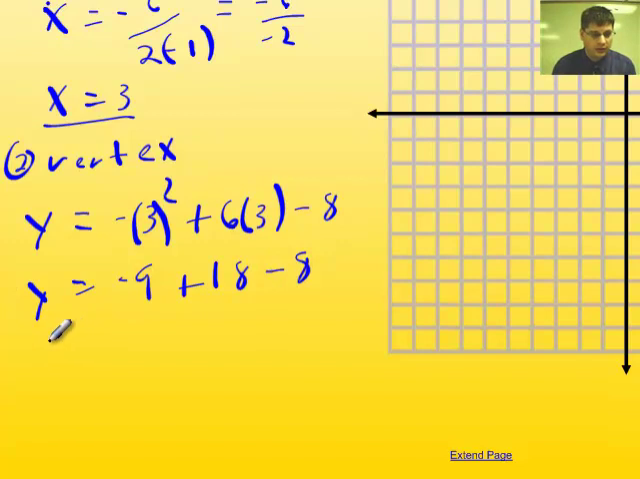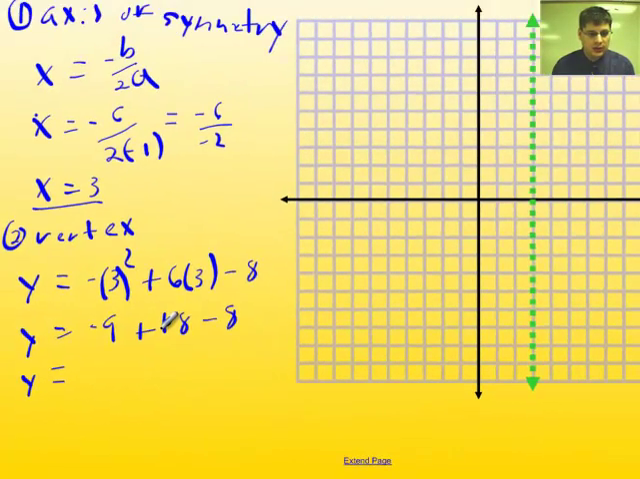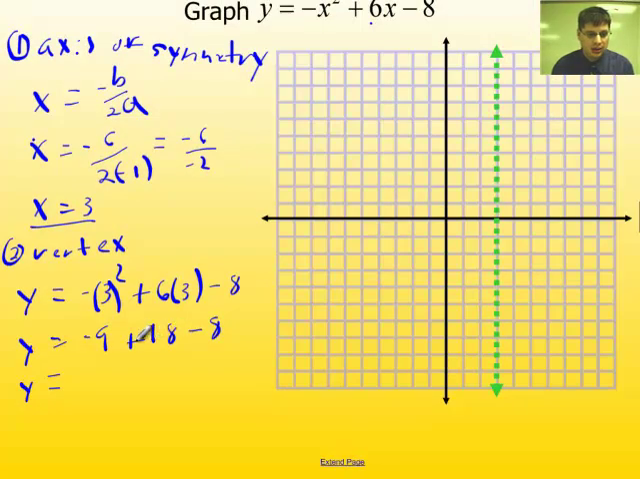Now we're going to work that out. Negative 9 plus 18 is 9. Minus 8 is going to give us 1. So my vertex is located at (3, 1). Okay, and I'm going to underline that. So (3, 1), there's my vertex.